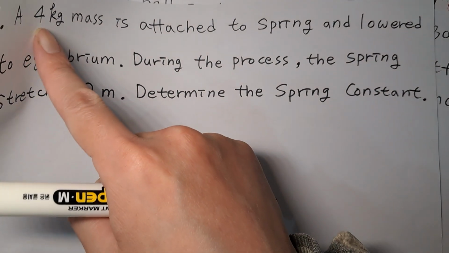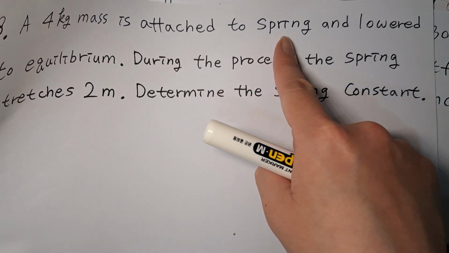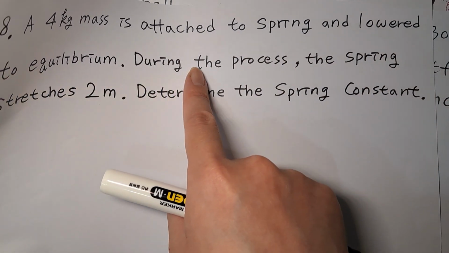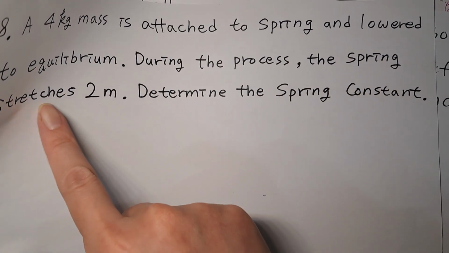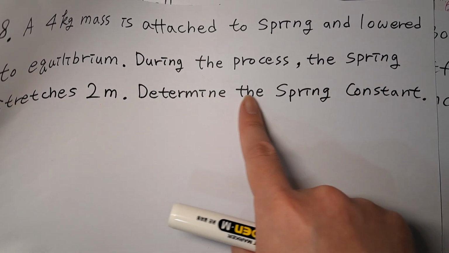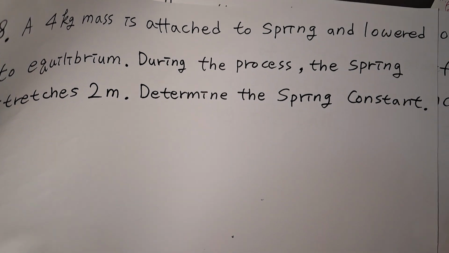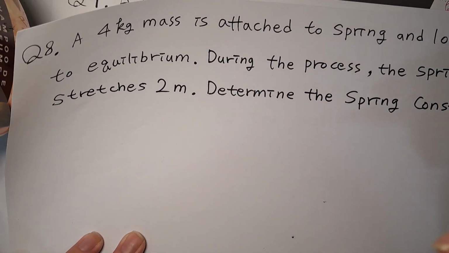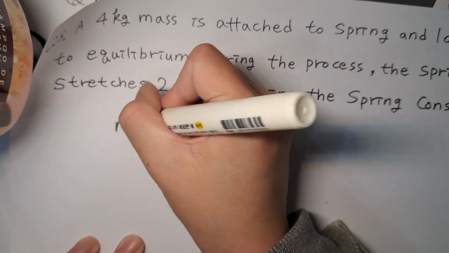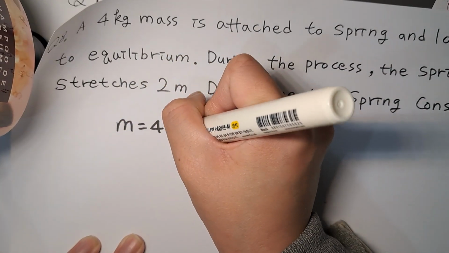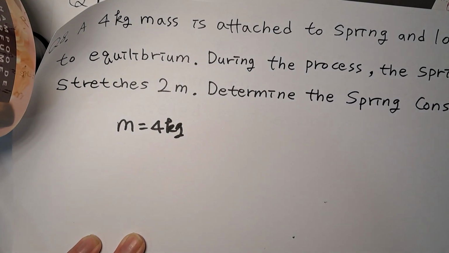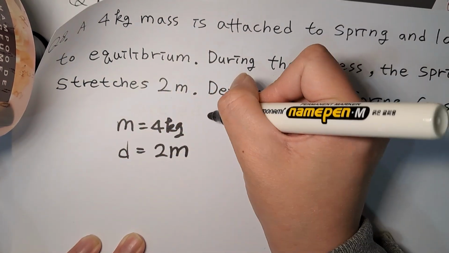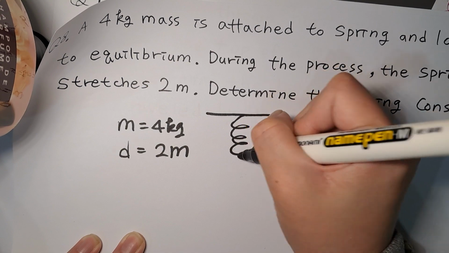A 4 kilogram mass is attached to a spring and lowered to equilibrium. During the process, the spring stretches 2 meters. Determine the spring constant. So the mass is going to be 4 kilograms and the distance is going to be 2 meters. So this is the spring.